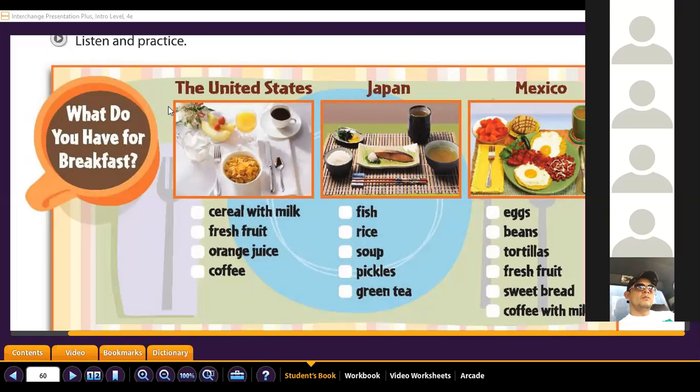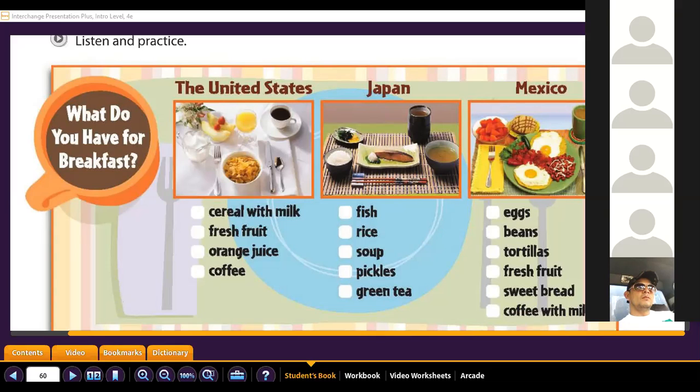Okay, continue, Jader. What do you have for breakfast, Bea? What for breakfast? I have cereal with milk and French fruit. French fruit. Okay. Continue, Rocio. Ask the question to another classmate. What do you have for breakfast, Monica? I have for breakfast coffee, sweet bread, eggs, beans, and bread. Okay, very good.